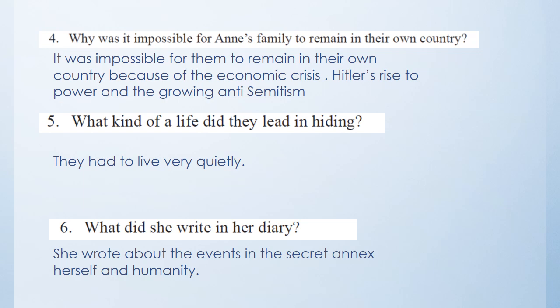Hitler's rise to power and the growing anti-Semitism.